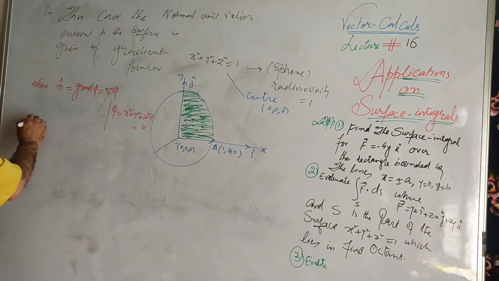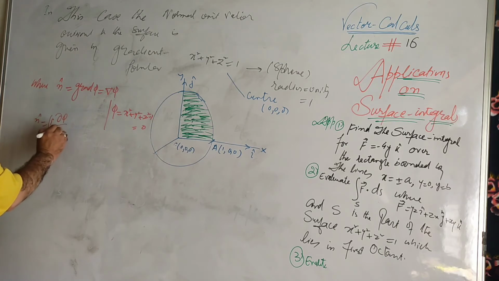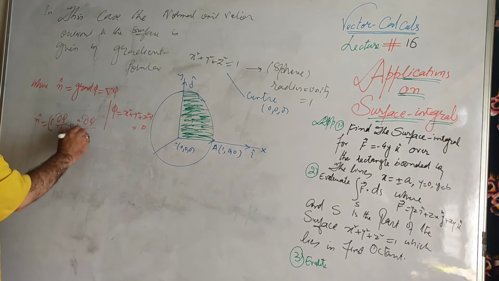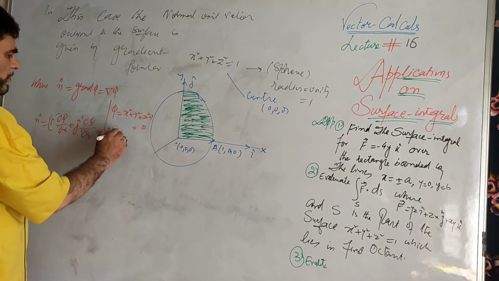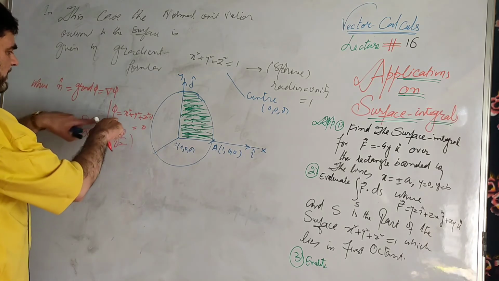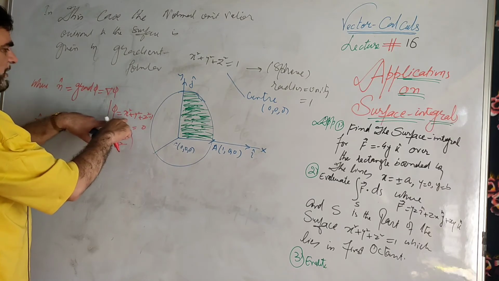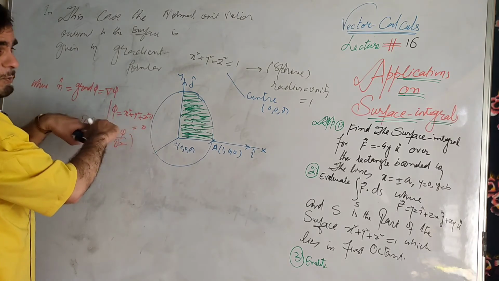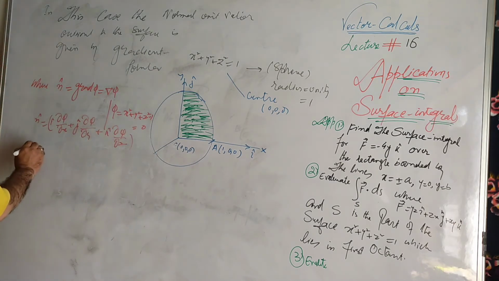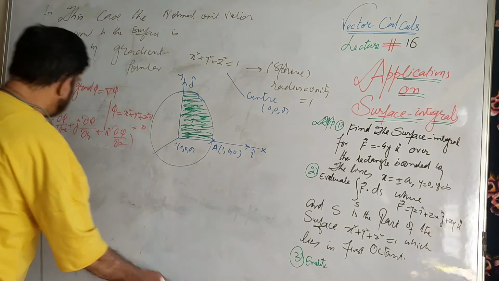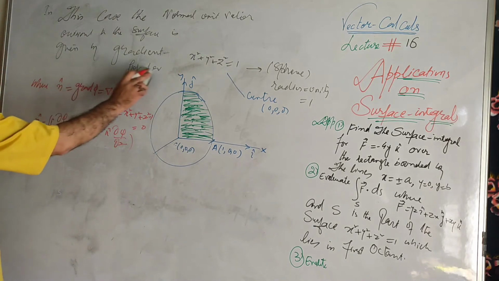So that n cap is given by gradient of phi. It is i times del phi by del x, j times del phi by del y, plus k times del phi by del z. Find here del phi by del x will be 2x, del phi by del y is 2y, del phi by del z is 2z. So this is your n cap, it is not equal to this, I just write it is given by the gradient.